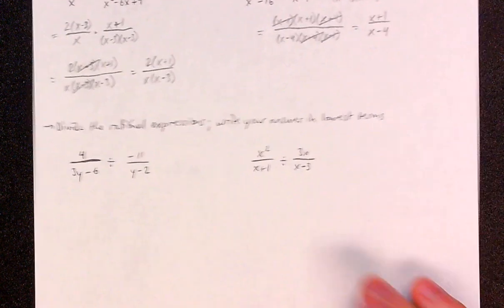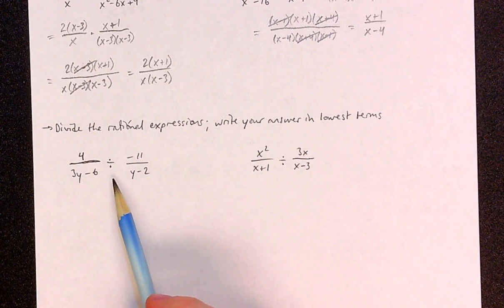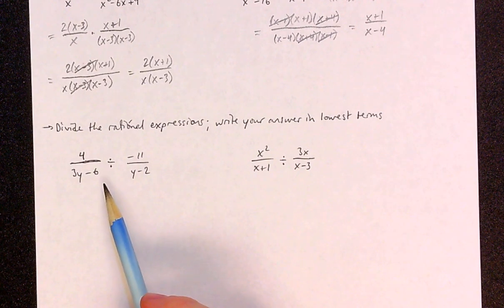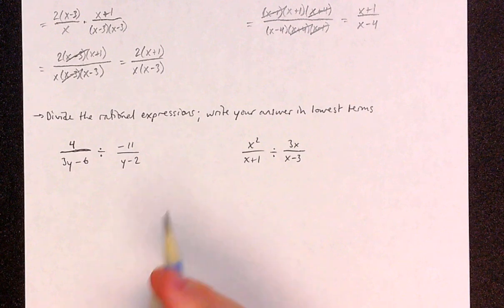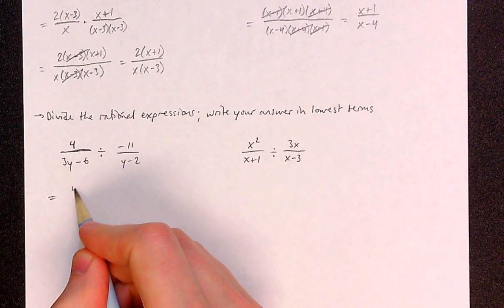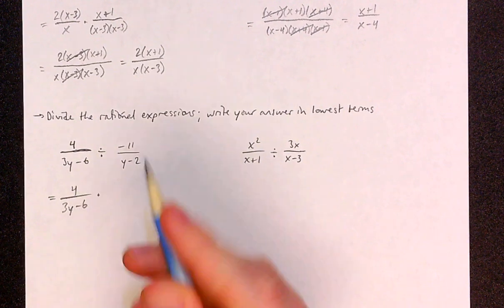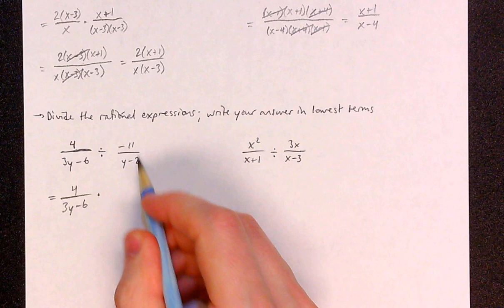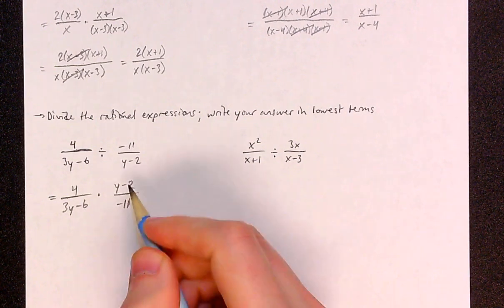Now on to some division. Again, we don't want to have to divide a fraction, so we change it to multiplication. And when we change it to multiplication, we have to flip the second fraction, or flip the second rational expression that we have here. So this is 4 divided by (3y minus 6) times, and now flip this guy, (y minus 2) divided by negative 11.